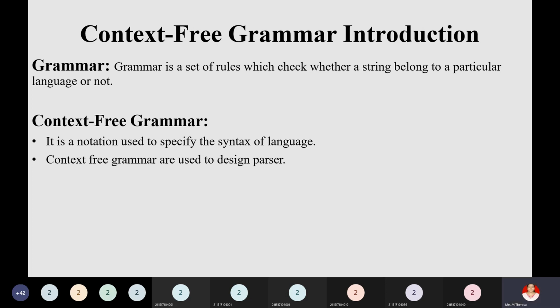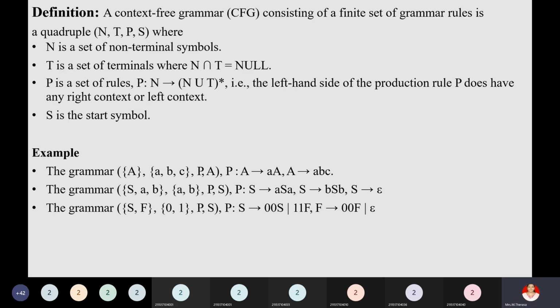Then we have seen this context-free grammar, and this context-free grammar contains 4 tuples N, T, P, S, where N is a set of non-terminals, T is a set of terminals, P is a set of production rules, and S is the start symbol. And we know that the production rule should be of the form N tends to (N union T) whole star. That is, on the left hand side you should have only one non-terminal, and on the right hand side you may have a combination of terminals and non-terminals, which is of any length. The star meaning 0 or more, isn't it? And we have seen some examples for that.